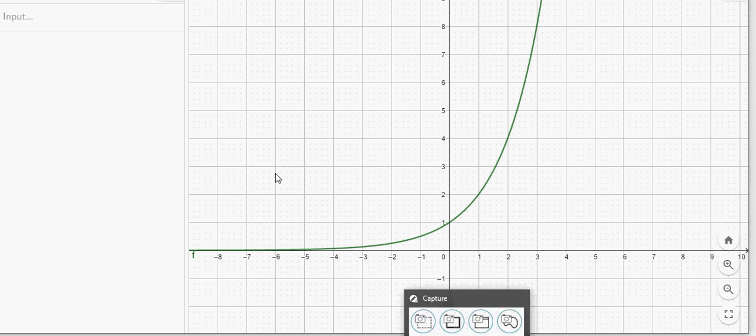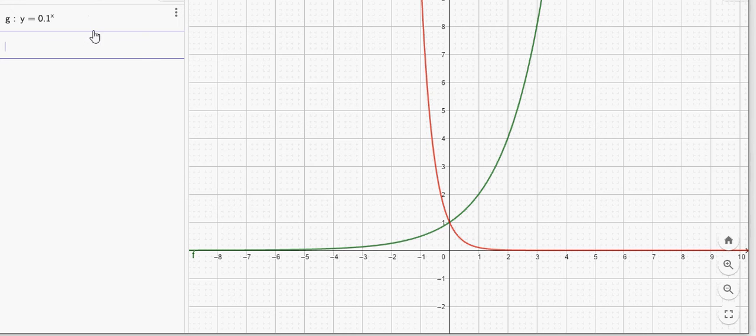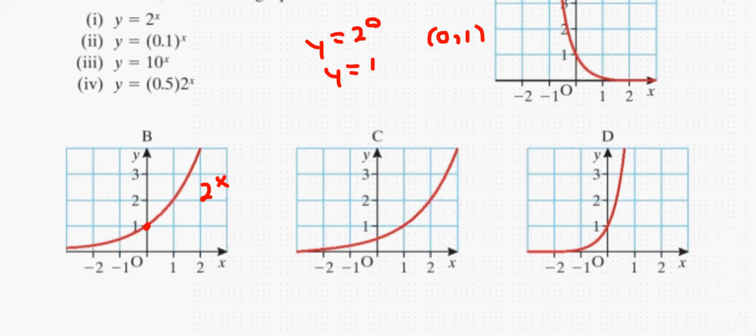Next one I'm going to do is go for y. Killian, what is it again? Y equals? Yeah, 0.1 to the power of x. Oh, it's in the opposite direction. Do you notice that? Do you know why it's in the opposite direction? Because it's less than 1. If it's less than 1, it's in the opposite direction. Okay?